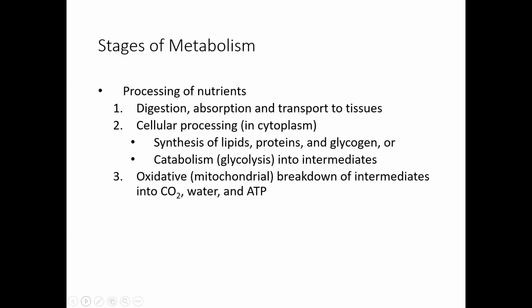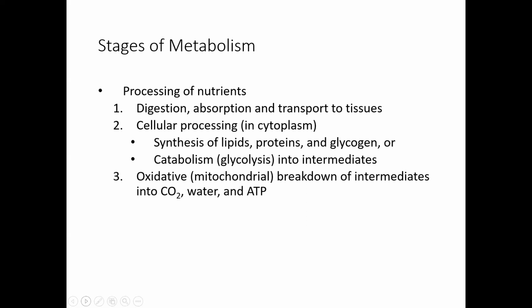Now, in the cytoplasm, we will take some of that glucose and start breaking it down through a process known as glycolysis. We'll continue the processing of these nutrients, the breaking down of these nutrients. We'll start with glucose, because glucose is what we use, but we will start breaking down glucose in the cytoplasm. And we'll get a little bit of a payoff there.